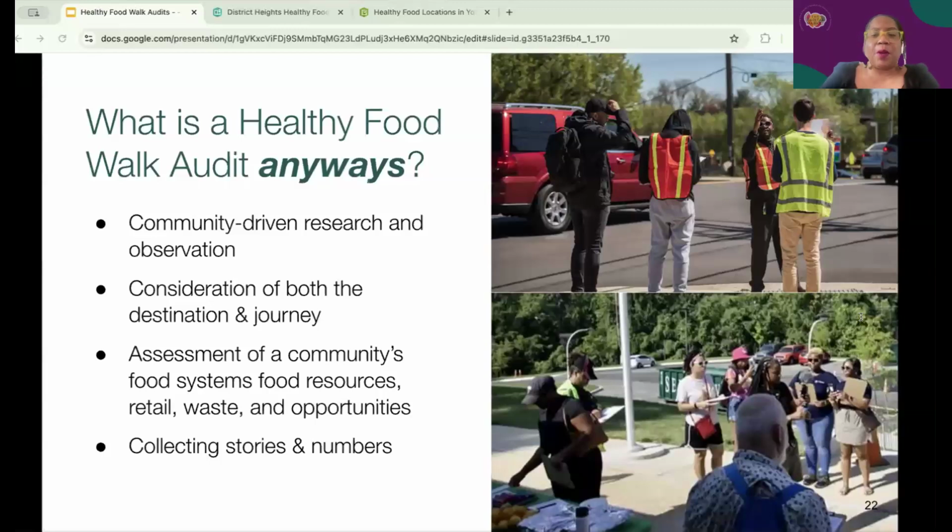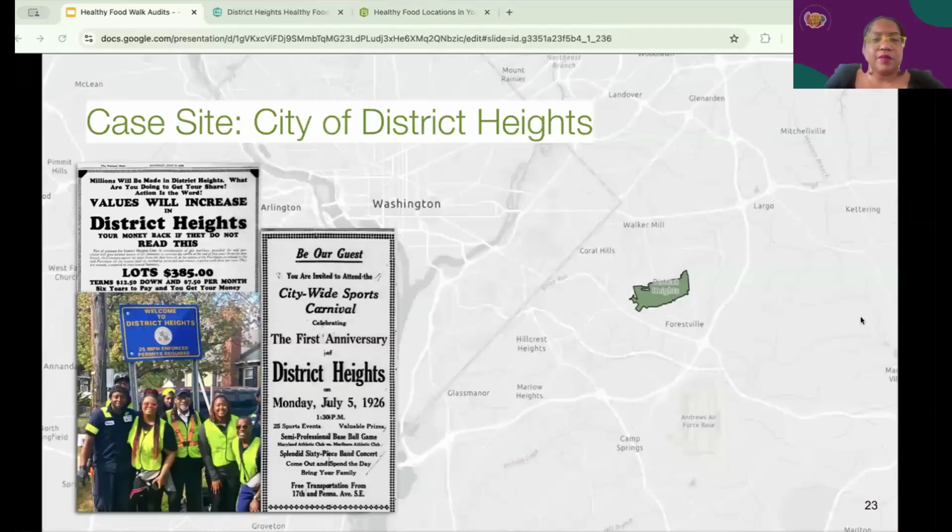And for us at the Capital Market, we break out our healthy food walk audits in three components. The first is the community conversation. The second is the actual walk audit assessment. And then we conclude with evaluation, feedback, and recommendations.